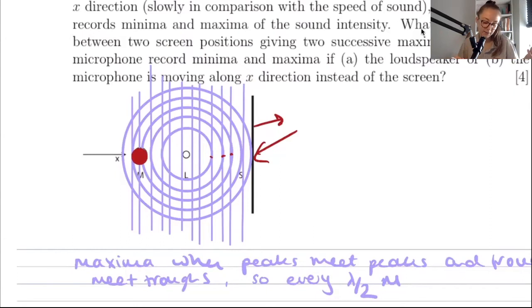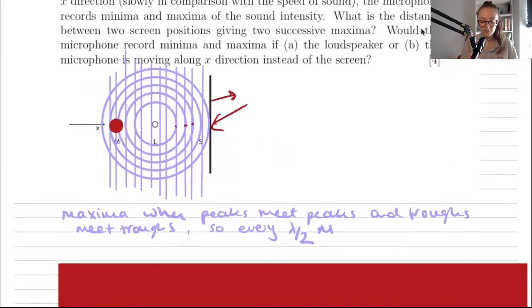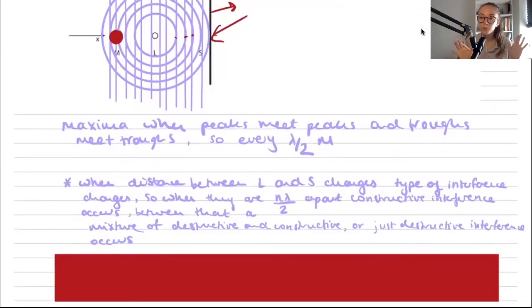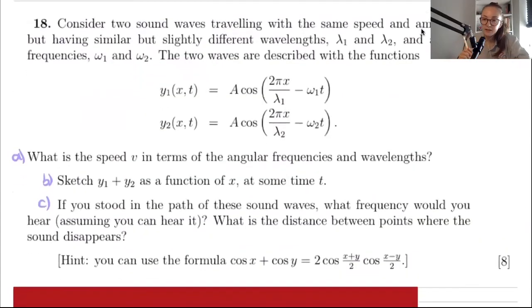And if the loudspeaker and the screen are in a position where they have destructive interference the entire way, then it won't hear anything. So the answer to our question is, if the loudspeaker is moving, then yes, the microphone will hear maxima and minima. And if it's the microphone that moves and everything else stays still, then no, it will not hear maxima and minima.